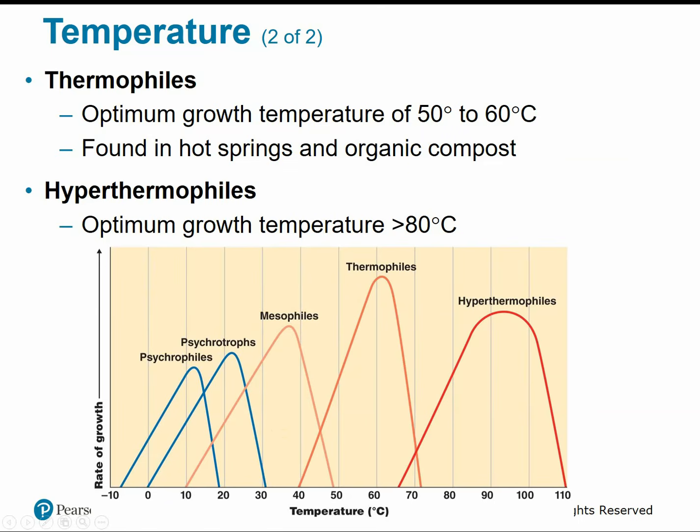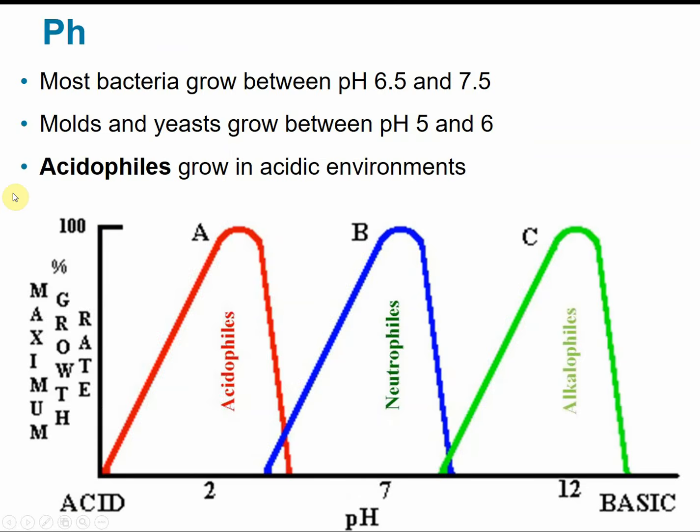So these thermophiles in the 140 degree Fahrenheit range are found in places like hot springs and organic compost. The hyperthermophiles are found in even more extreme temperature ranges, nearing 200 degrees or more. pH is another important physical requirement for microbial growth. Most of our bacteria prefer to grow between pH of 6.5 and 7.5. Molds and yeasts prefer a slightly more acidic environment, pH of 5 to 6. The acidophiles, or acid-loving organisms, grow in very acidic environments.